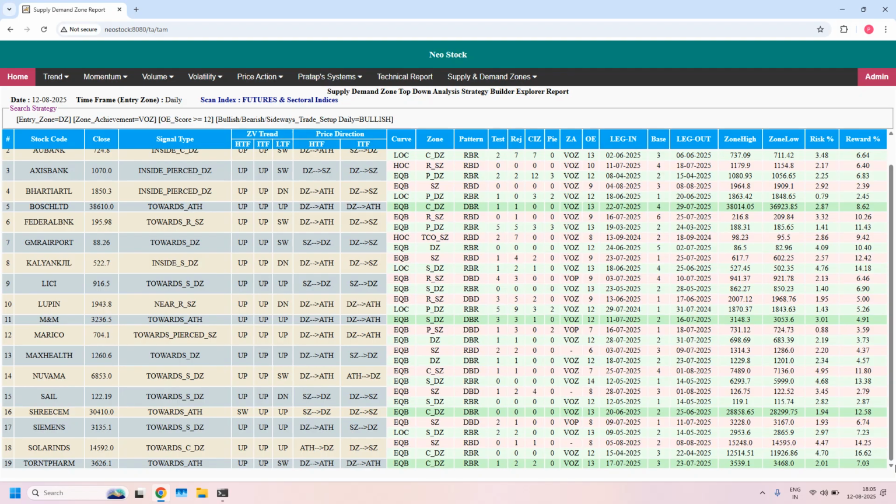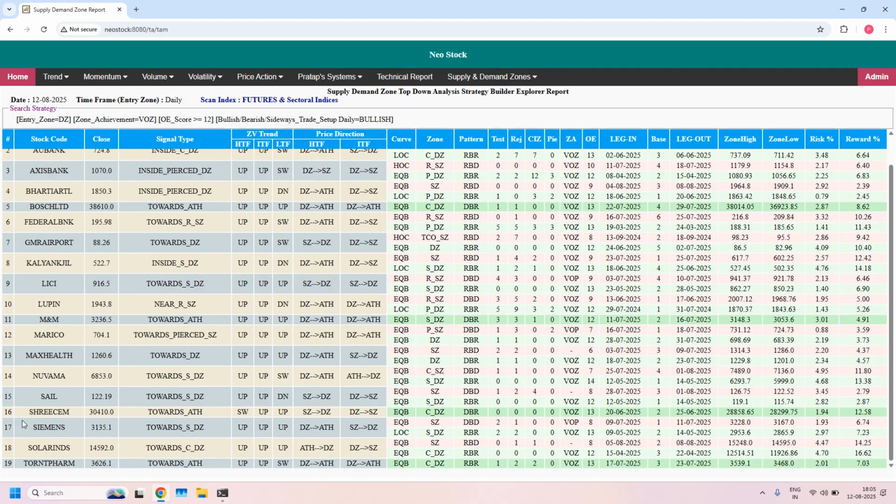Okay, first filter is LTF and ITF demand zone confluence. That is the daily demand zone and weekly demand zone confluence. That means daily demand zone should overlap with weekly demand zone, so that daily demand zone might be having much stronger order flows because it is part of the weekly demand zone.